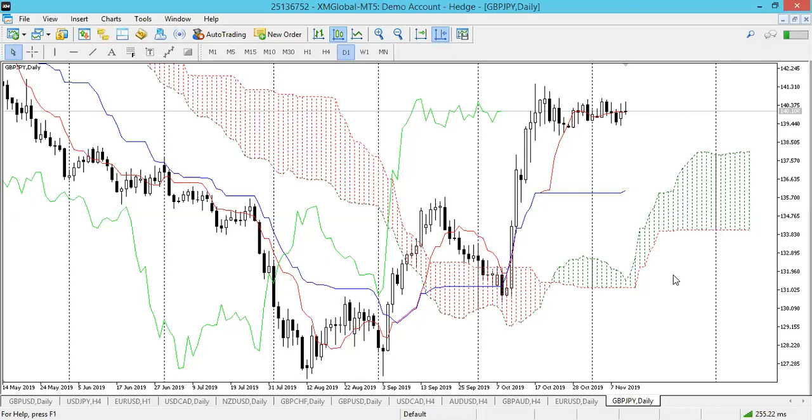So, yun yung ating Ichimoku. No? So, one of the things that are also used. Okay. I have a question here. A couple of questions. Sagutin ko lang. Sir, does Ichimoku apply only on D1? Hindi, on all time frames.